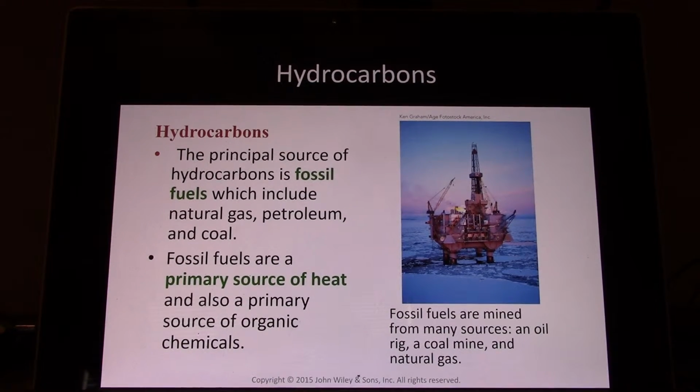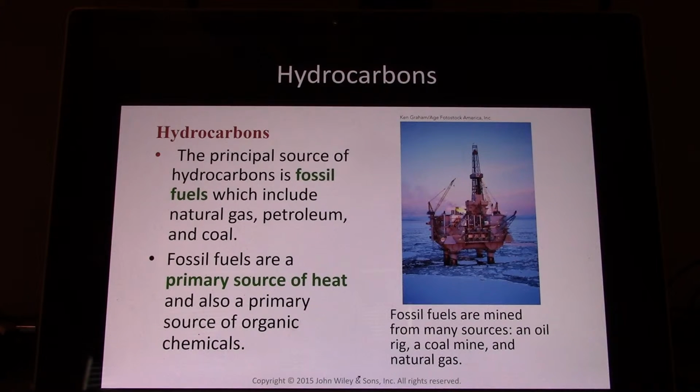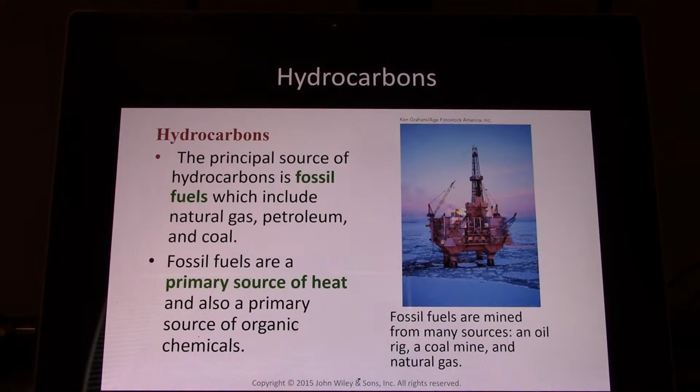Hydrocarbons are the principal source of fossil fuels. So natural gas is like methane, ethane, butane, propane. Petroleum, gasoline, kerosene, coal are mostly hydrocarbons. And fossil fuels are a primary source of heat and fuel.